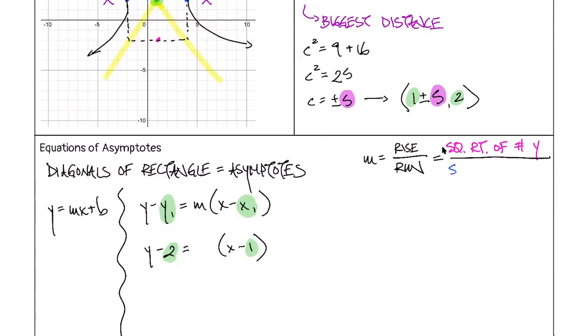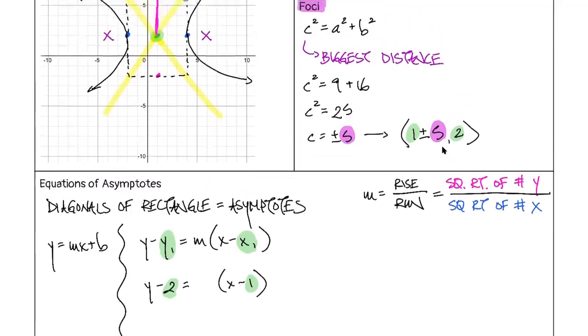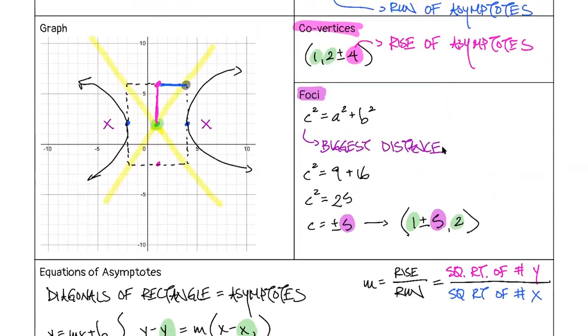The run will be the square root of the number under x. It might be the vertex, it might be the covertex, but if you're looking for the slope, it's always rise over run. So you folks identified this really well. Our rise is 4. Our run is 3. That's for this yellow line.